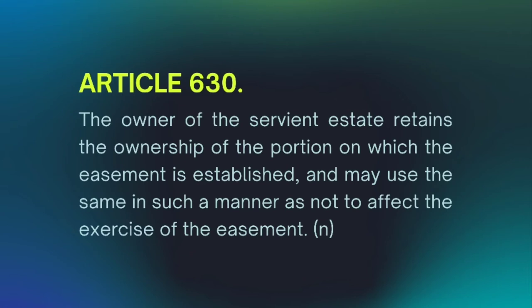Article 630. The owner of the servient estate retains the ownership of the portion on which the easement is established, and may use the same in such a manner as not to affect the exercise of the easement.